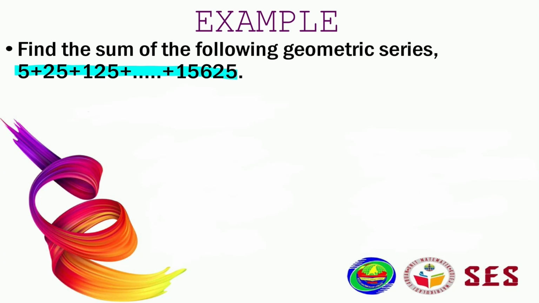Find the sum of the following geometric series. From the series, we can see that our first term is equal to 5 and our common ratio is equal to 5. We need to find our n first, because we don't know how many terms we need to sum.